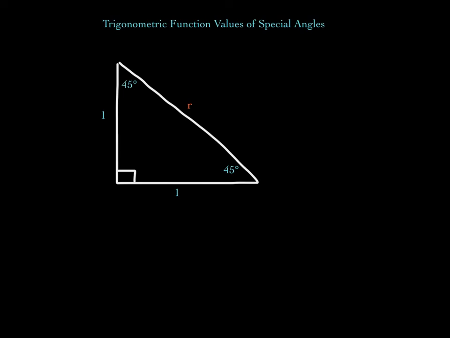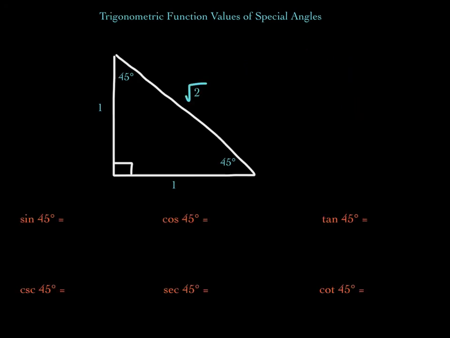Now we can solve for r, which is just what I called the hypotenuse here. We can solve for r using the Pythagorean theorem. So we know that 1 squared plus 1 squared must be equal to r squared. That is to say, 2 is equal to r squared, or r is equal to the square root of 2. Okay? All right, let us generate the 6 trig function values of 45 degrees. All right, we got sine of 45 degrees. It doesn't matter which one of these 45-degree angles you look at. Let's just look at this one.